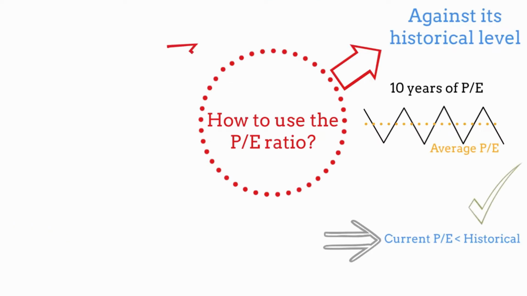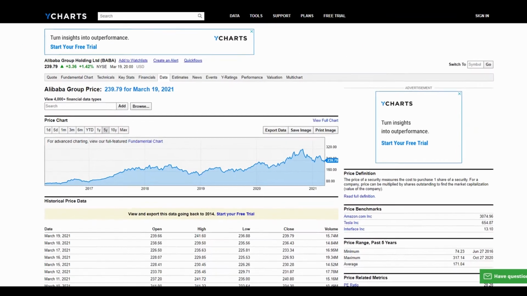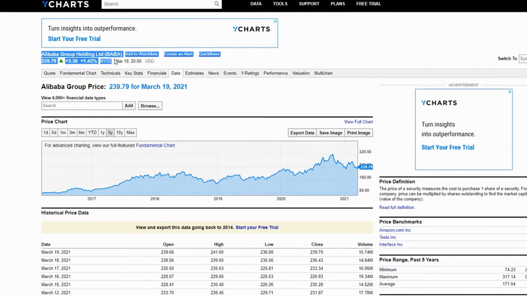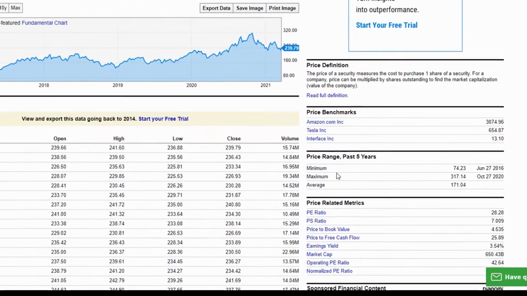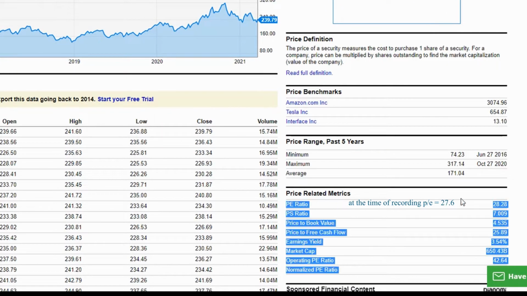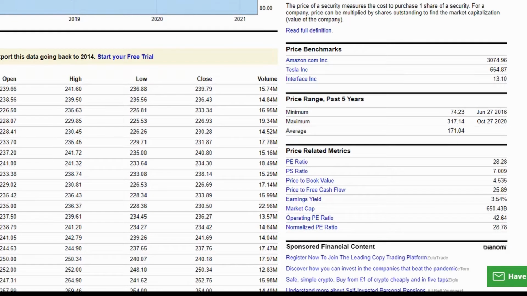And the second way to correctly use the PE ratio is by comparing it to the company's competitors or peers. This will tell you whether the stock is better valued against others. As an example, let's bring in Alibaba, which you may see as a comparable investment option to Amazon. In Y Charts, we can see that Baba's PE ratio is 27.6. According to this, keeping all else equal, it shows to me that Baba is way better valued compared to Amazon.